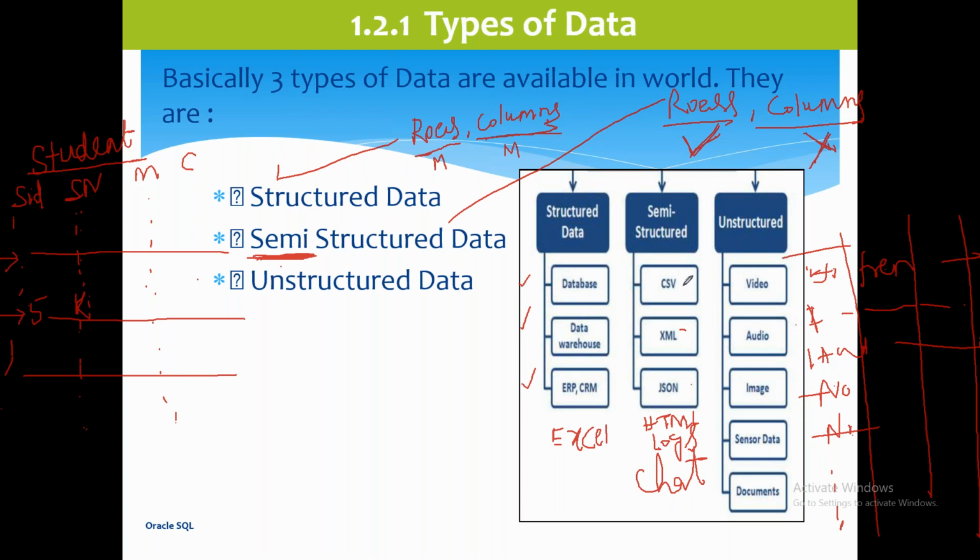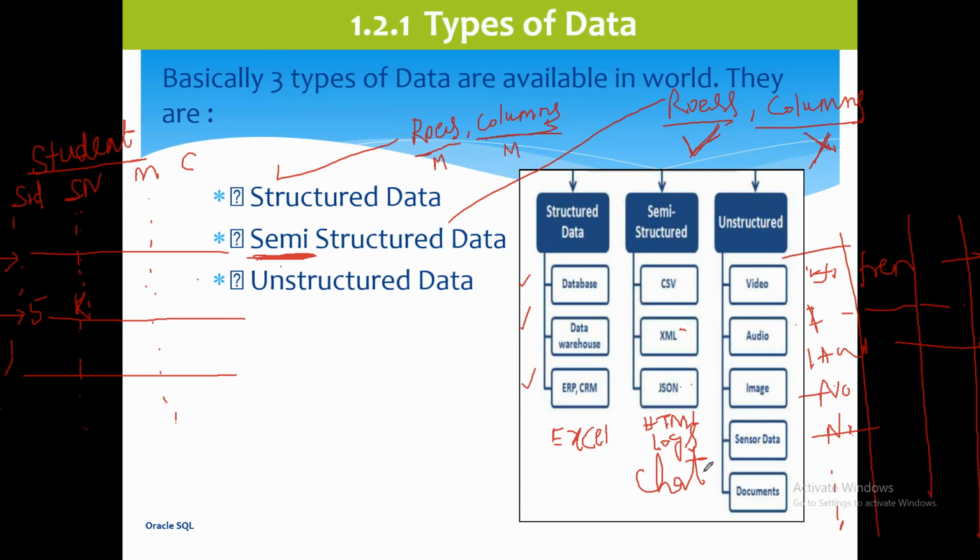So what are those? XML, JSON, HTML, DHTML, log file, chat, and all these things. So don't think that we are chatting and it is getting deleted somewhere. WhatsApp, Facebook, all these are social media companies. WhatsApp company, Facebook company, they are also taking all these details and data into their servers.